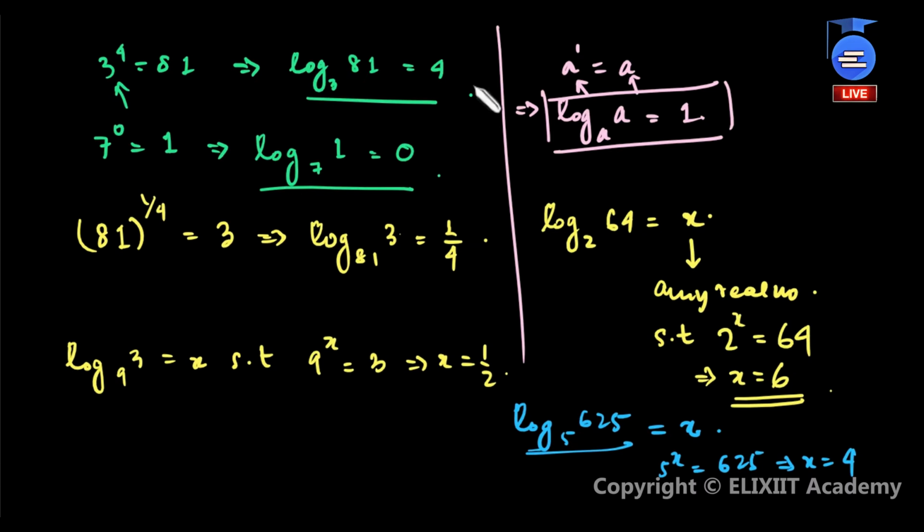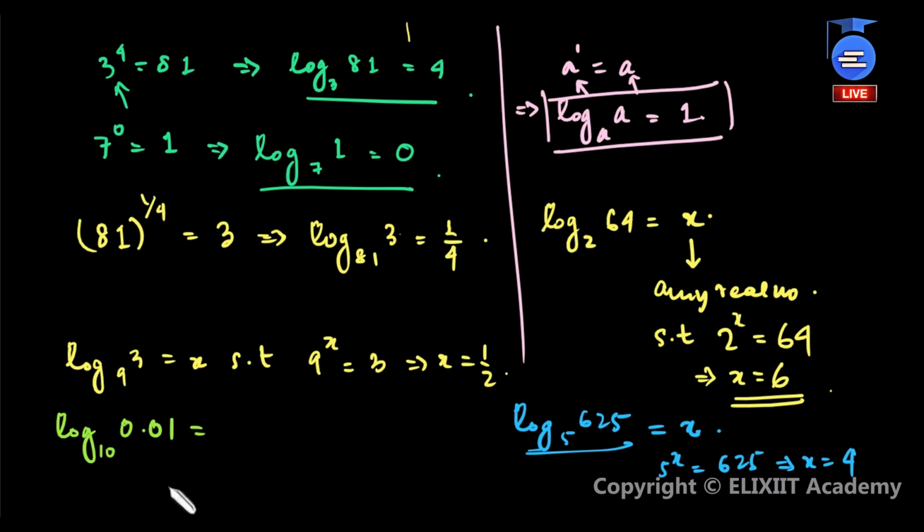Similarly, you tell me what is the value of this thing? Log 0.01 base 10. Tell me what is the value of this thing? Log 0.01 base 10 is -2.